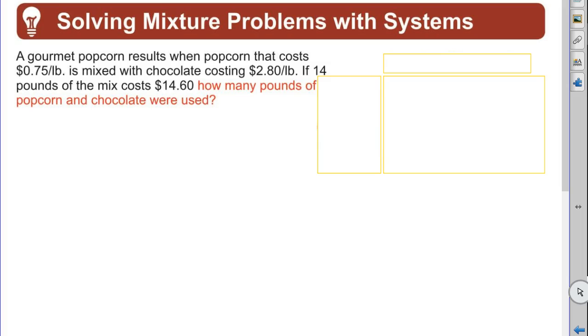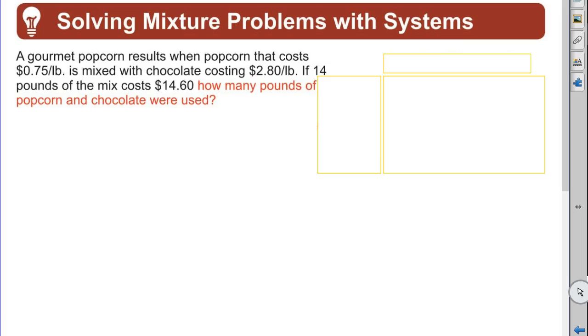A gourmet popcorn results when popcorn that costs 75 cents a pound is mixed with chocolate costing $2.80 a pound. If 14 pounds of the mix costs $14.60, how many pounds of popcorn and chocolate were used?